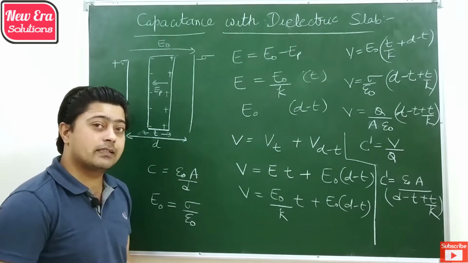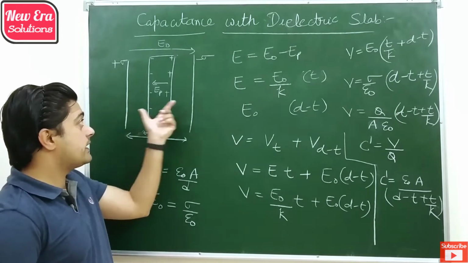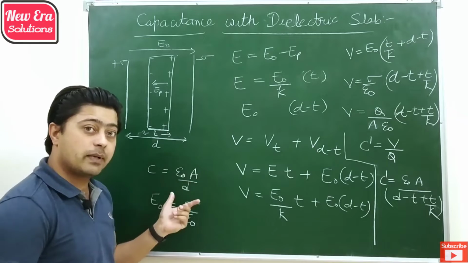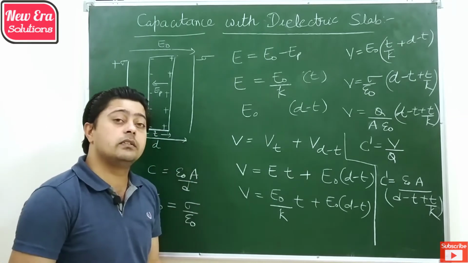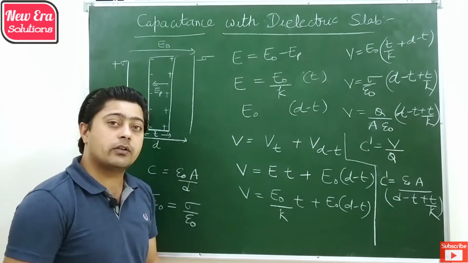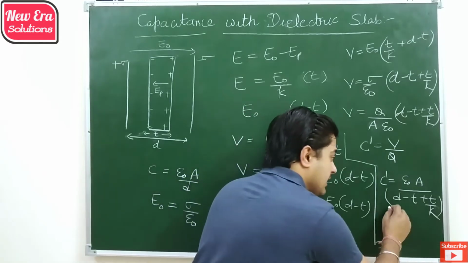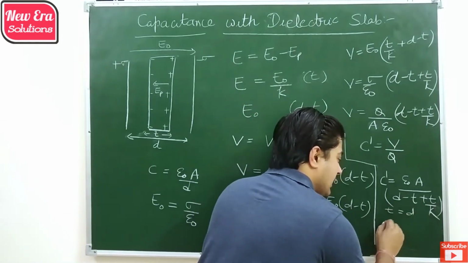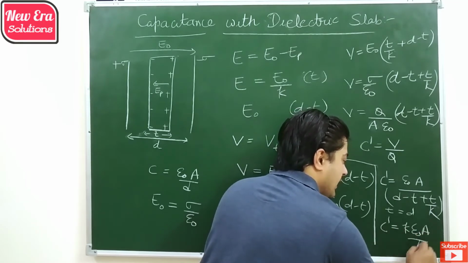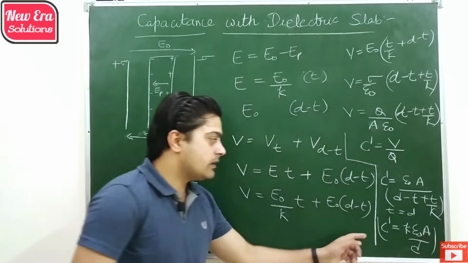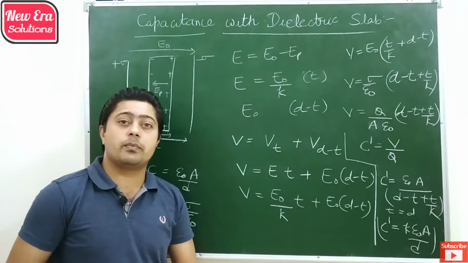अगर हम इसके कुछ special case की बात करें, for that if the dielectric slab is completely attached with the plates of the capacitor, or the parallel plate capacitor is completely filled with a dielectric of dielectric constant K, in that case t is equal to d. So when t is equal to d, the new capacitance is equal to K epsilon naught A by d, which shows that the new capacitance is K times the old capacitance of the parallel plate capacitor.